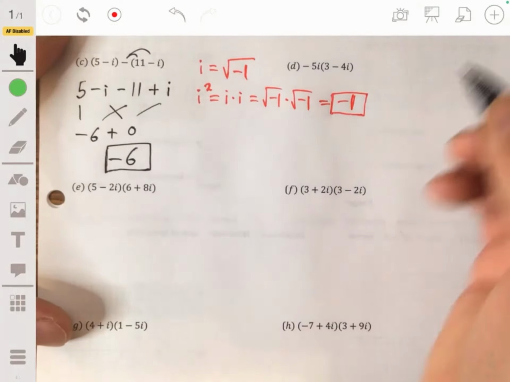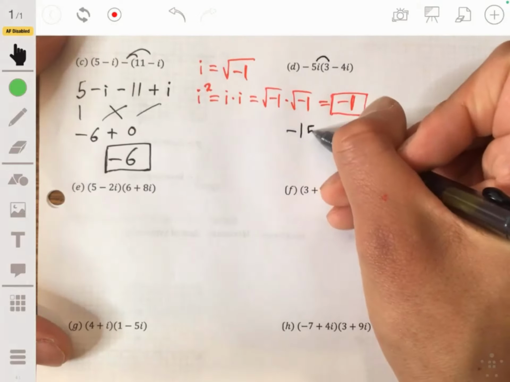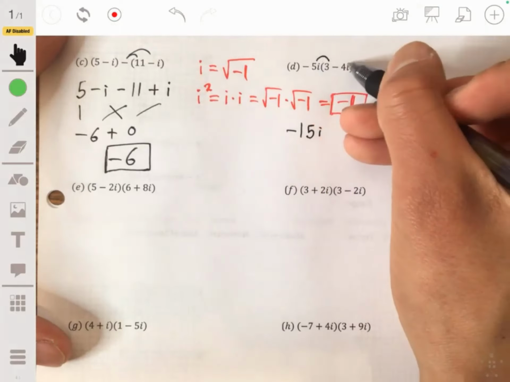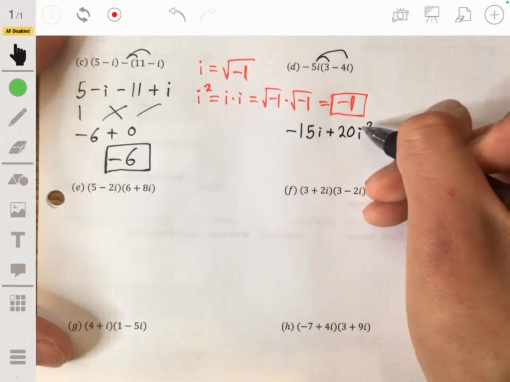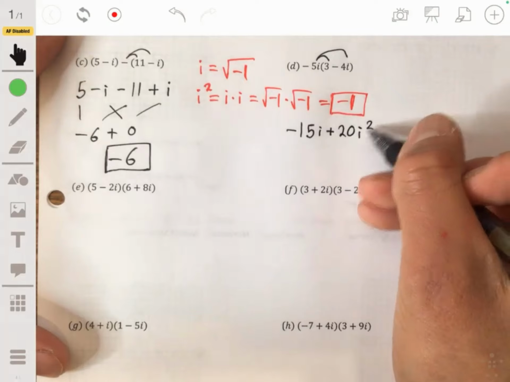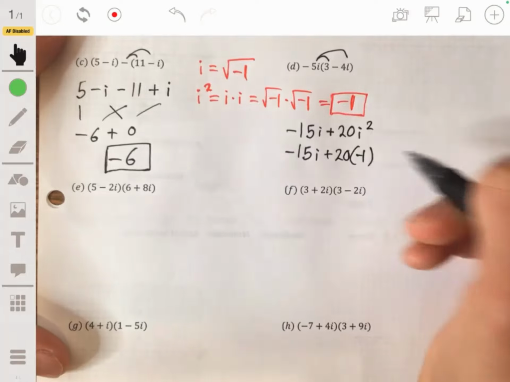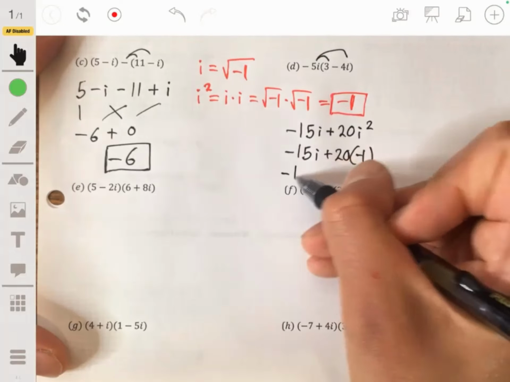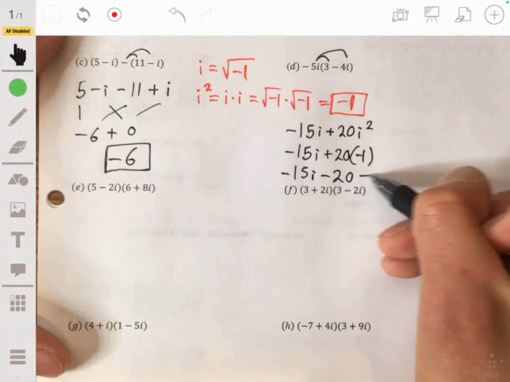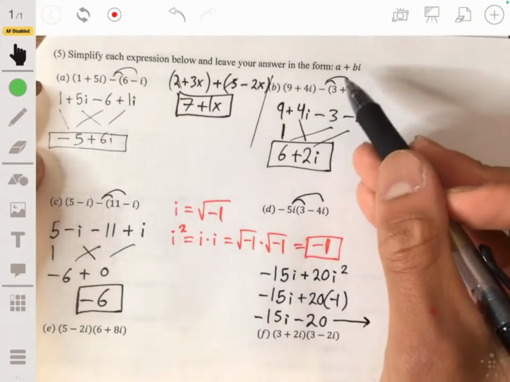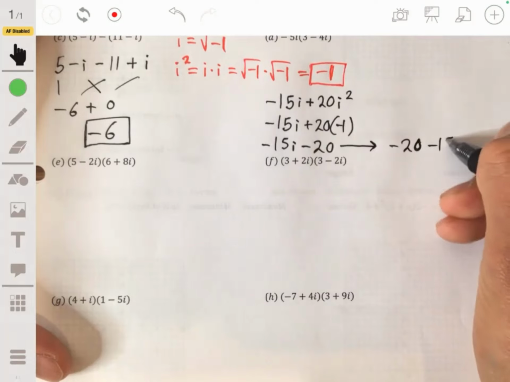So let's go through an example. So -5i times 3, -15i, -5i times -4i, plus 20i squared. Remember, i squared is -1, so this is -15i plus 20 times -1, which is -15i minus 20. Putting it in the a plus bi form, we're going to put the minus 20 first, followed by the minus 15i.